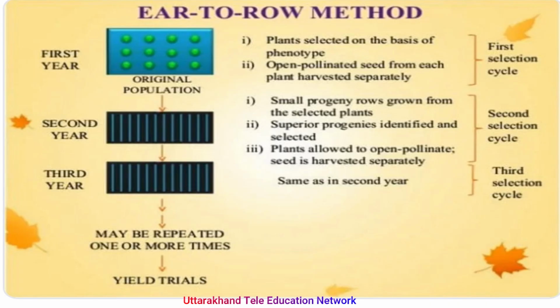Ear to row method: first year, original population, plants selected on the basis of phenotype, open pollinated seeds from each plant harvested separately. Second year, small progeny rows grown from the selected plants, superior progenies identified and selected. Then plants are allowed to open pollinate and seed is harvested separately. Third year, same as in the second year. First selection cycle, second selection cycle, third selection cycle.